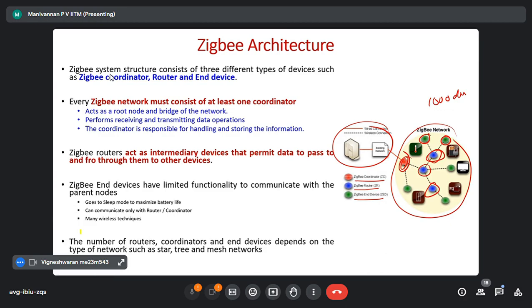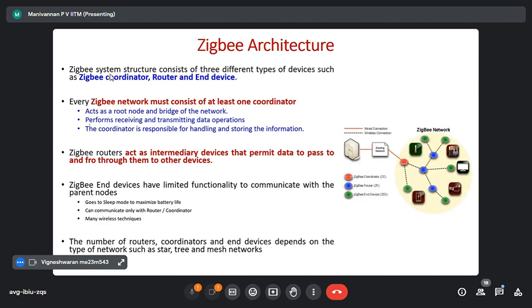Okay, so what is the job? Every Zigbee network must consist of at least one coordinator. That's what I told. There has to be one coordinator. And what is the job of the coordinator? His job is to act as a root node. So this is the root node. Each one is called a node. This is the root node. That means everybody should be connected to this one only. Other people cannot talk to the outside world. So that's why they call it coordinator, root node.